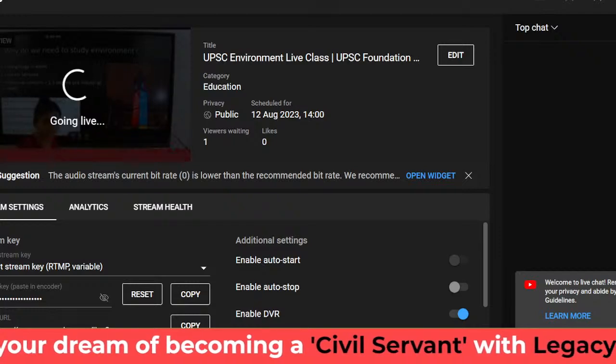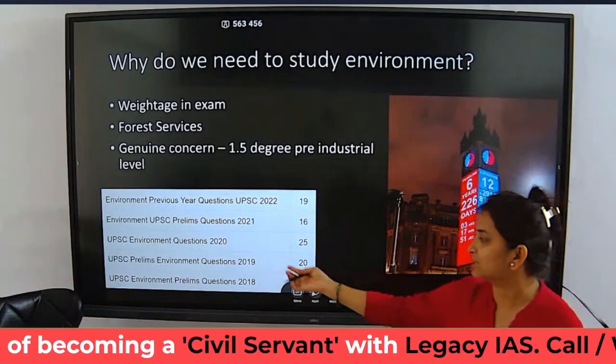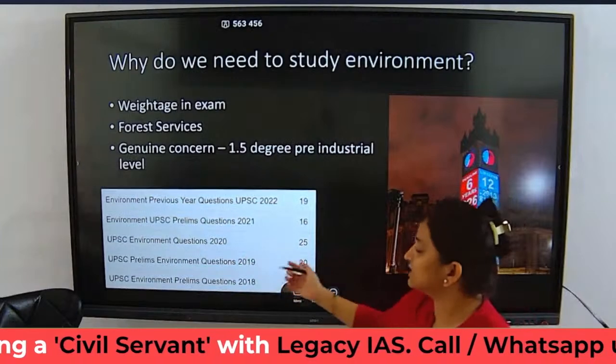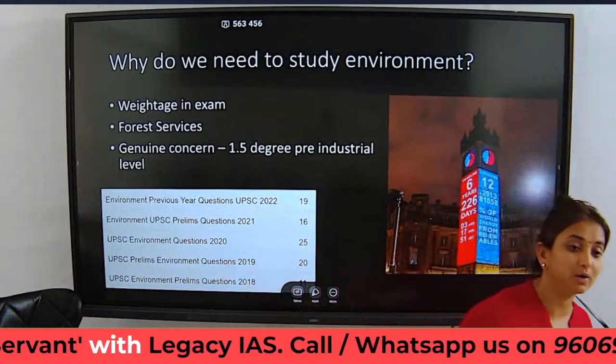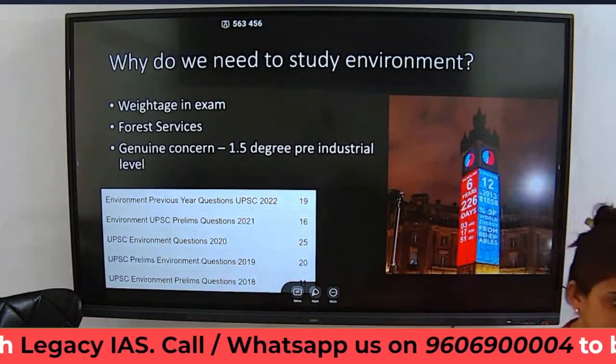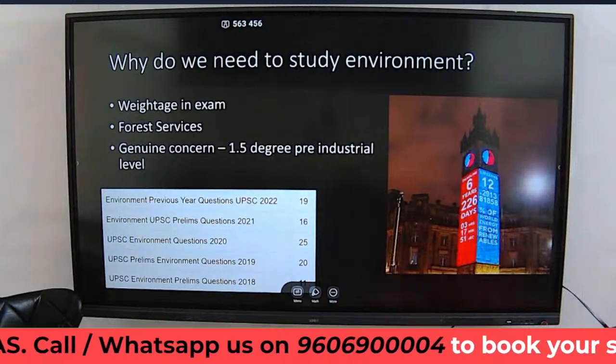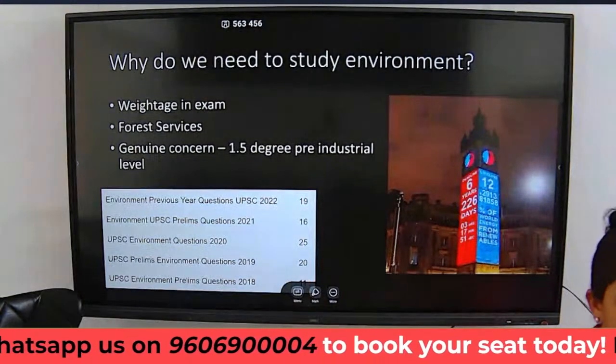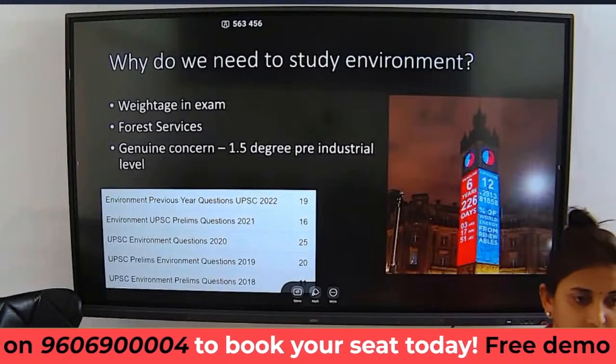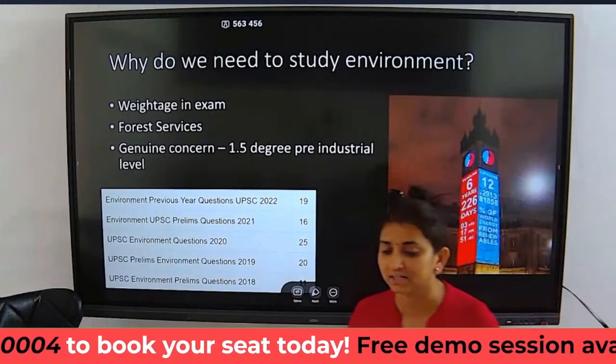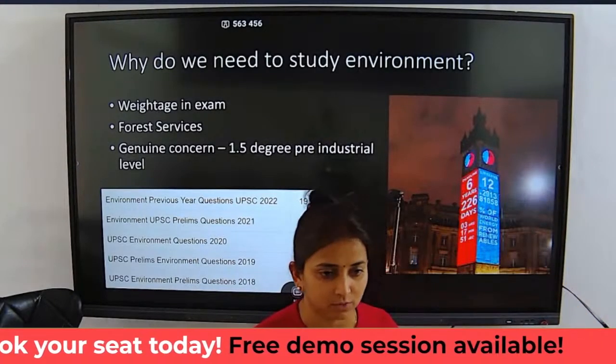Environment is heavily part of prelims: 19, 16, 25, 20 questions. Earlier, in 2019 and 2020, we had 20 to 25 questions coming in prelims from environment. This has come down to 15, 16, but 15, 16 is also a heavy number here. It means a 30 marks difference can be created with or without environment.